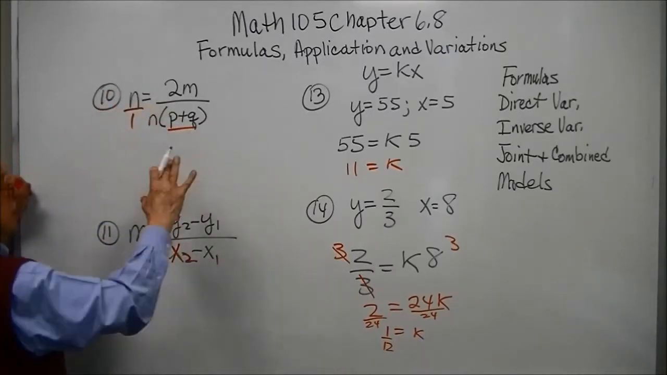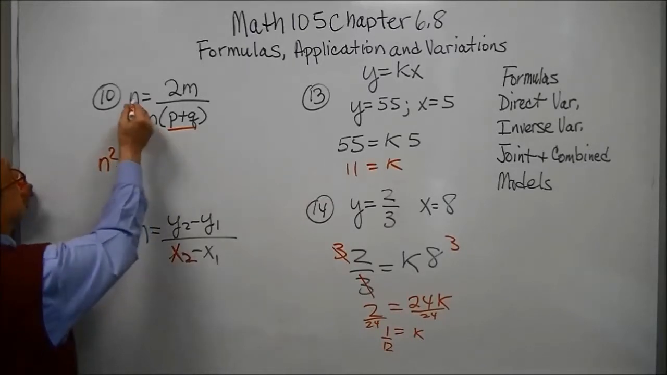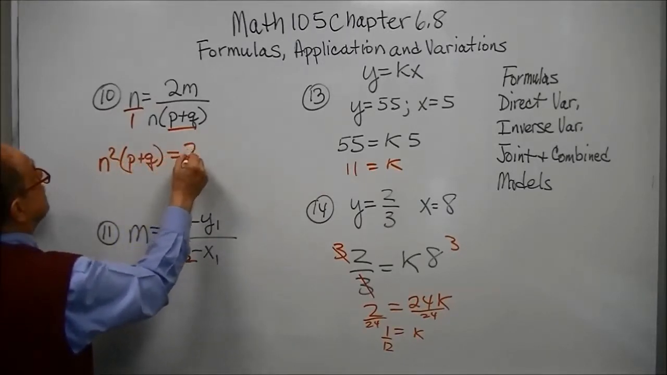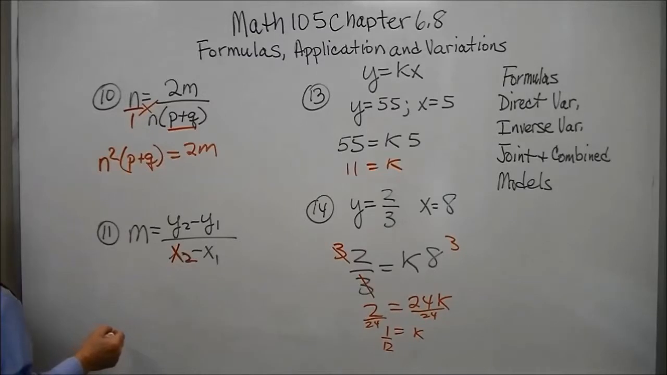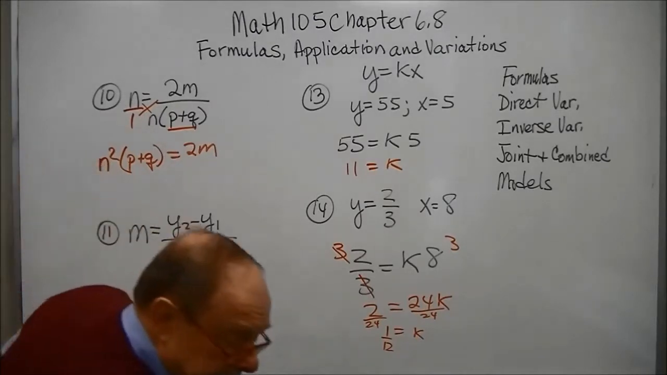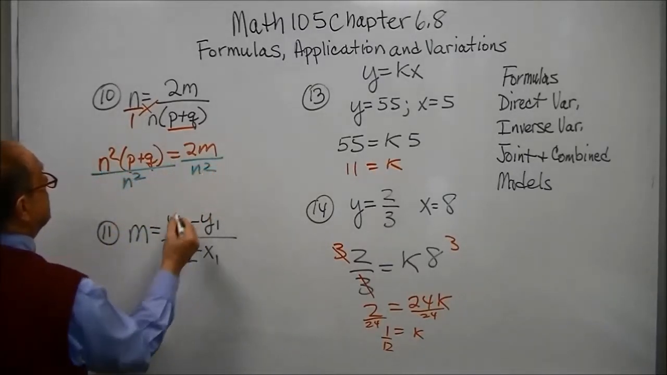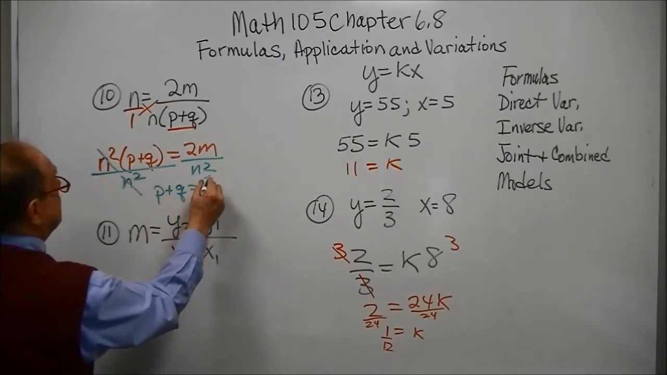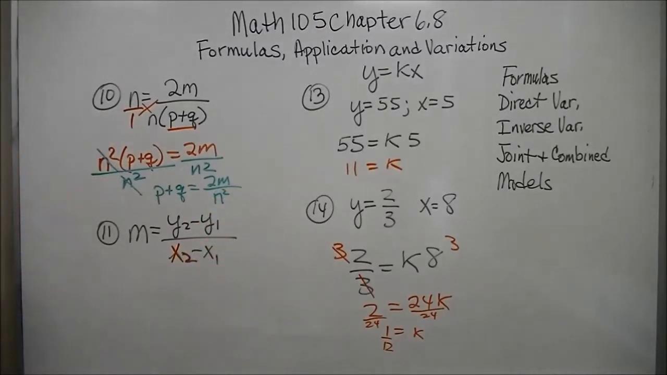Remember, we can use that proportion that we had in the last section here. So this becomes n squared, multiplying this times that, equals 2m. So we're just, in a sense, cross-multiplying. And they want us to solve for PQ as a unit. So we just divide by n squared. And we get then P plus Q equals 2m over n squared. Well, that wasn't too bad.